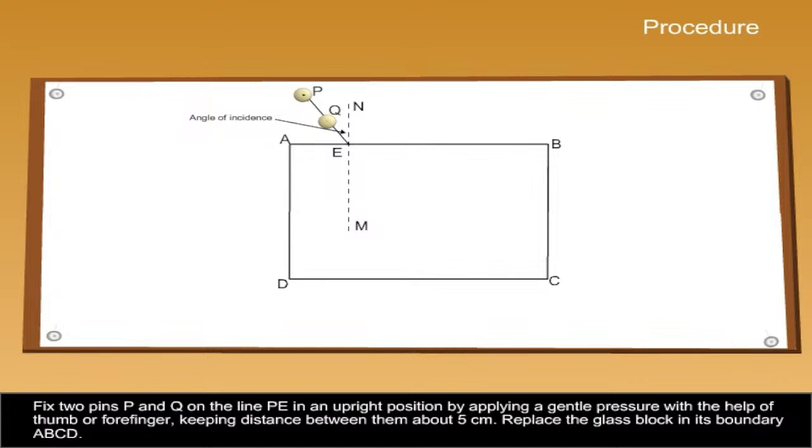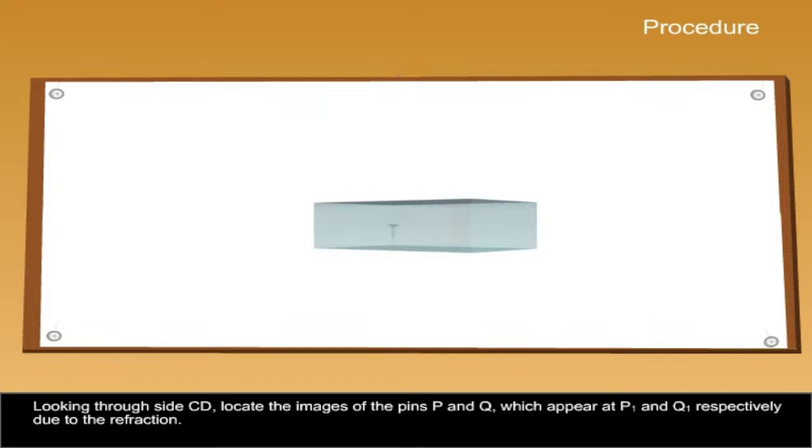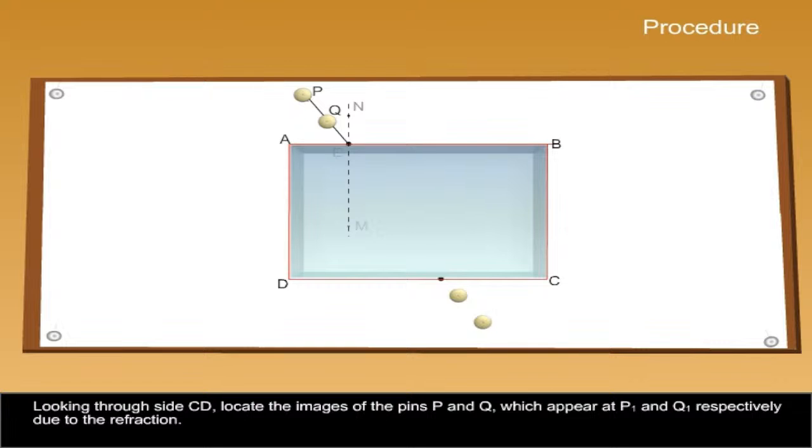Fix 2 pins P and Q on the line PE in an upright position by applying a gentle pressure with the help of thumb or forefinger, keeping distance between them about 5 cm. Replace the glass block in its boundary ABCD. Looking through side CD, locate the images of the pins P and Q, which appear at P1 and Q1 respectively due to the refraction.